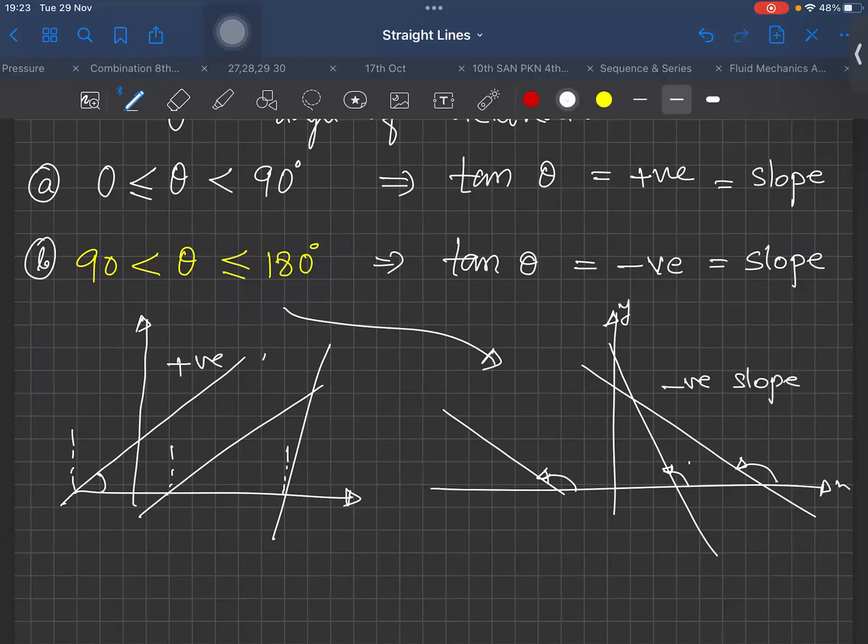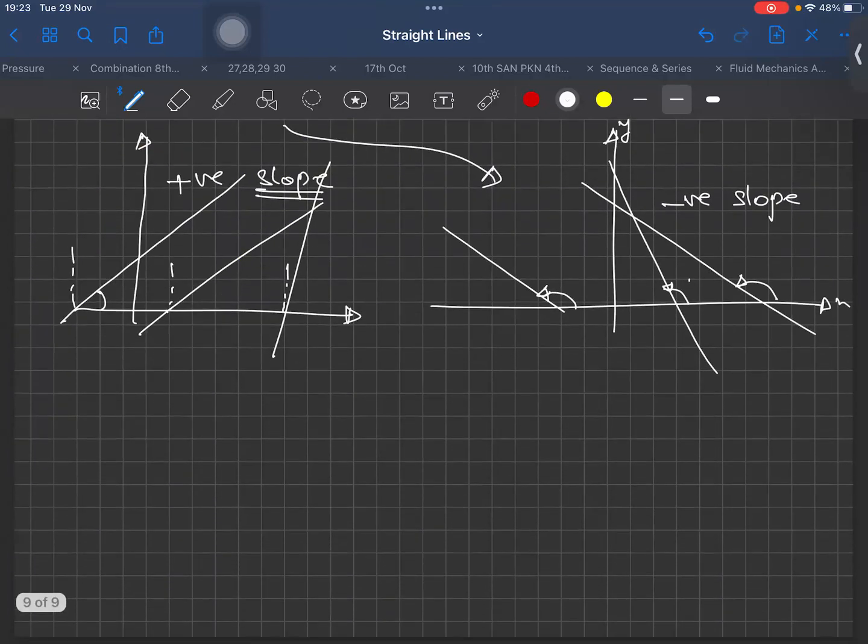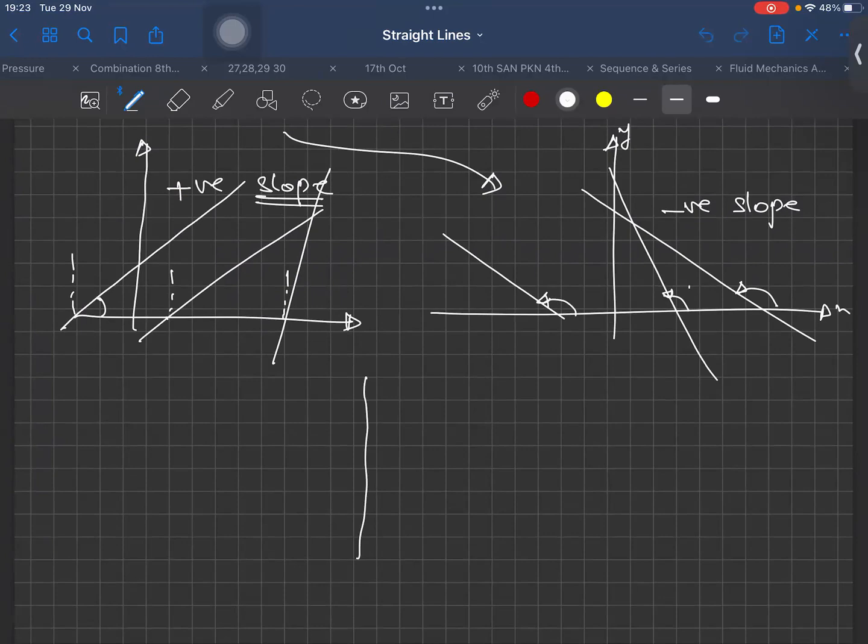Positive slope. Okay, negative slope, positive slope. See, how do you measure theta? First, let's say you have a line, something like this.